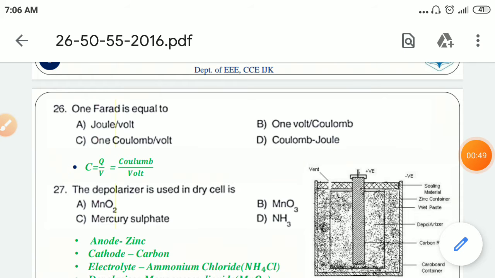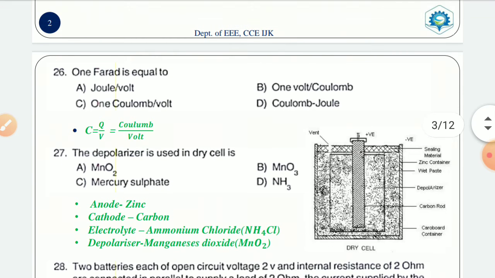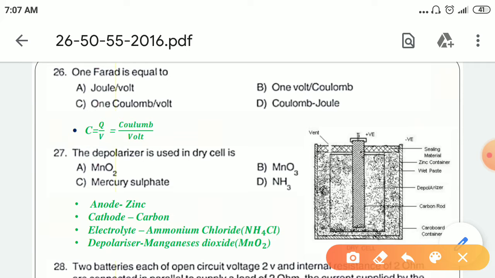The depolarizer used in dry cell is. The answer for question number 27 is option A, that is manganese dioxide. Let's go through the figure of a dry cell and identify which are the other parts of a dry cell. The anode is zinc, cathode is carbon, electrolyte is ammonium chloride, that is NH4Cl, and depolarizer is manganese dioxide. So the answer for question number 27 becomes option A, that is manganese dioxide.